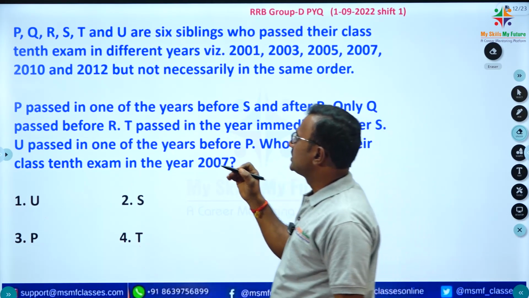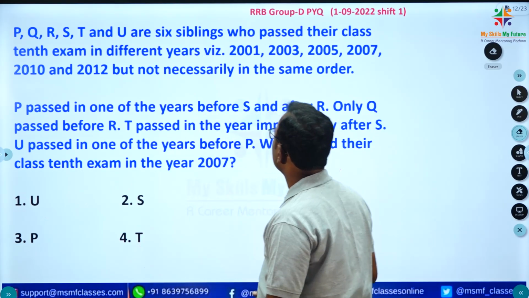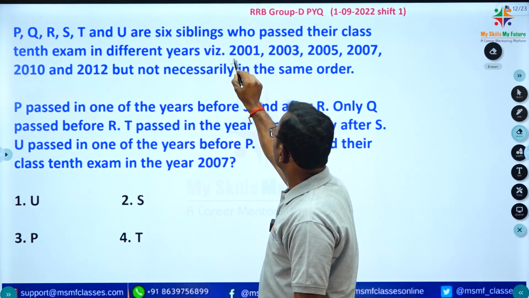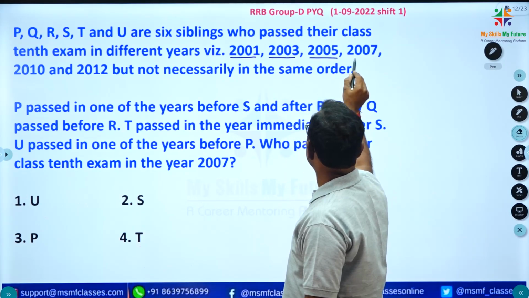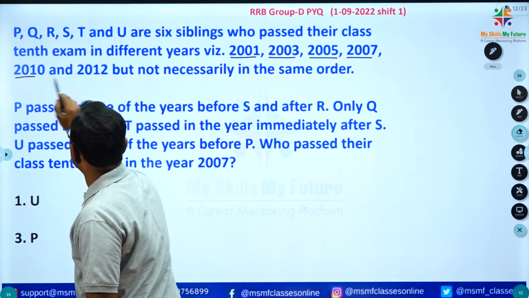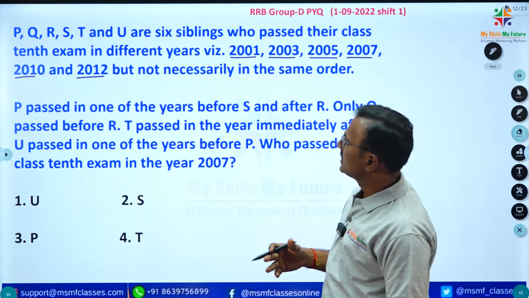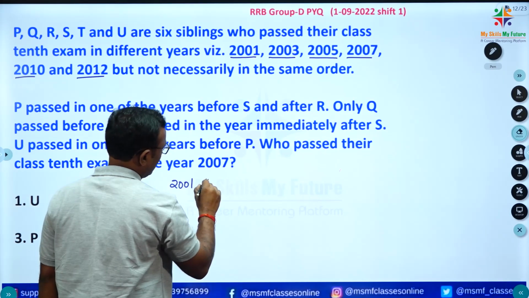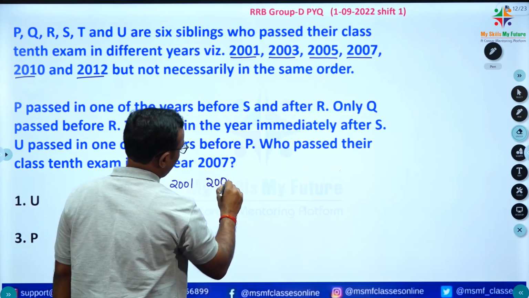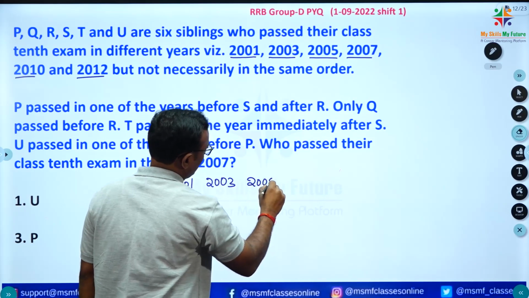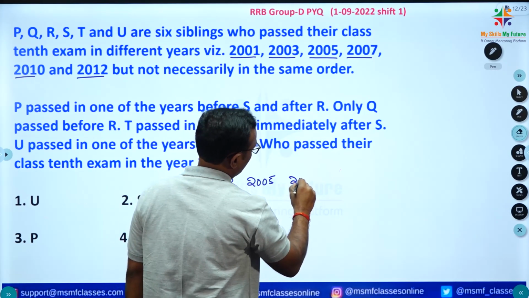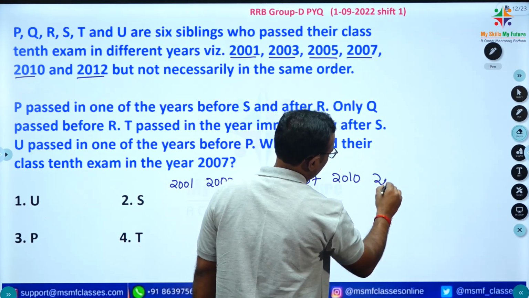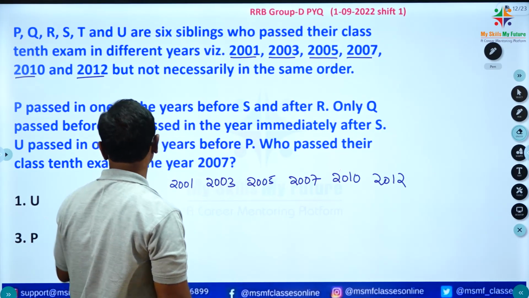P, Q, R, S, T and U are 6 siblings who passed their class 10th exam in different years: 2001, 2003, 2005, 2007, 2010, 2012, but not necessarily in the same order.